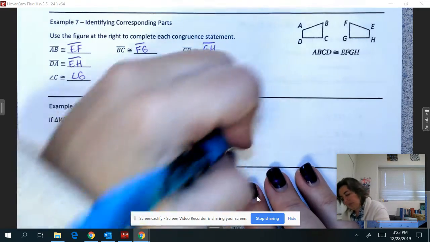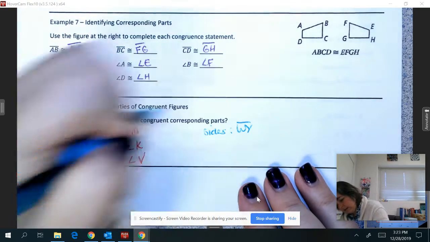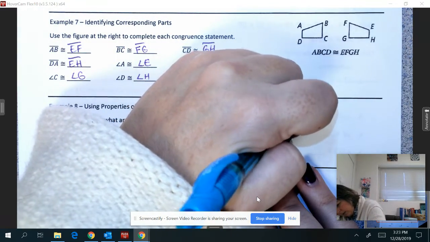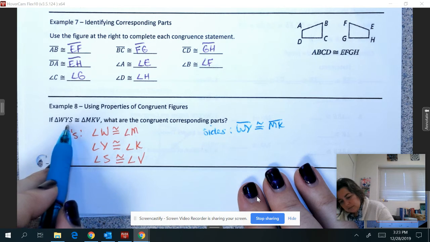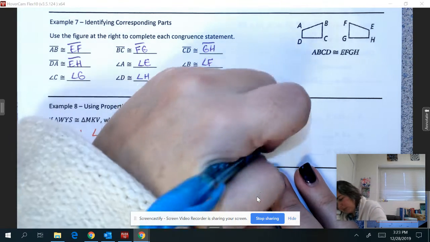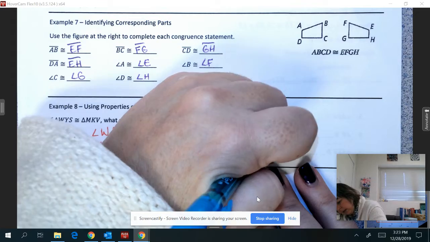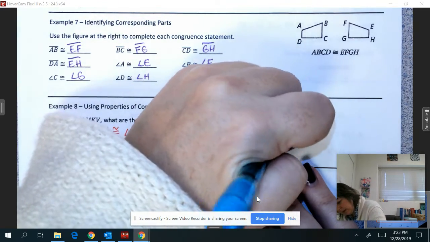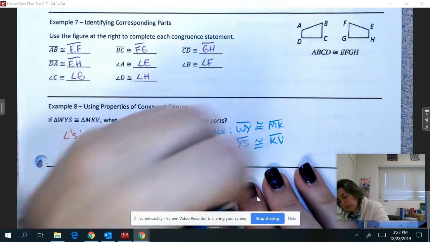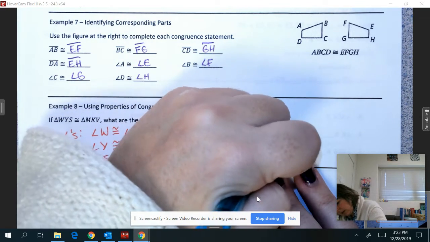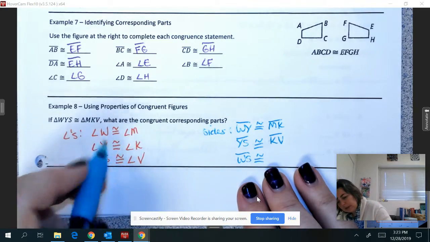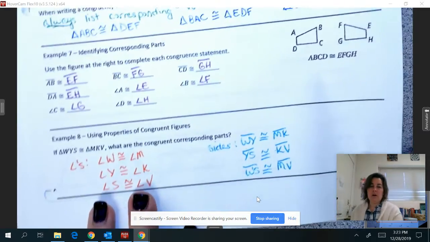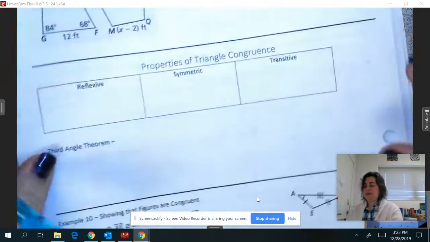Okay, and the sides. The first side would be WY. It's the first 2 letters, so it goes with MK. Second and third letters is YS. That would go with KB. And then the first and the last letter is WS. That goes with M and B. Okay, so those are the corresponding sides.